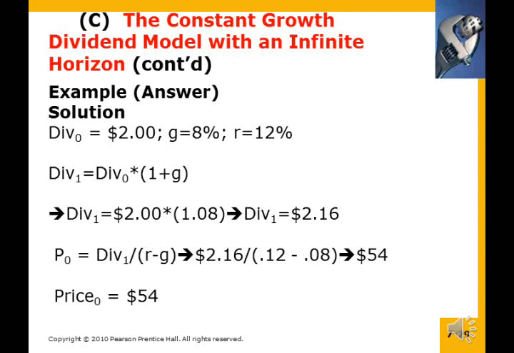So we will say dividend 1 equal 2 times 1.08 equal 2.16. So I can now apply the rule of the third model, which is B naught equal dividend 1 over R minus G, 2.16 over 0.12 minus 0.08 equal 54. Therefore, the price of the stock is $54.